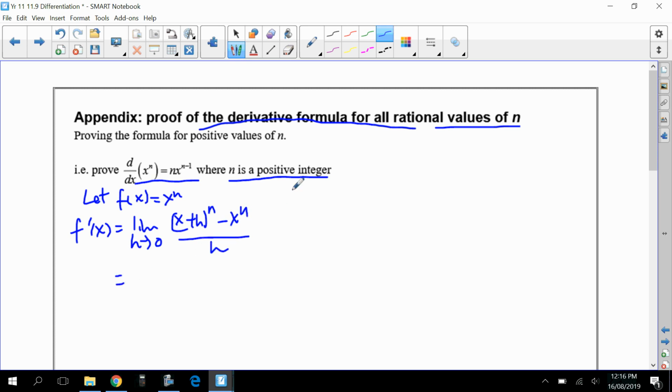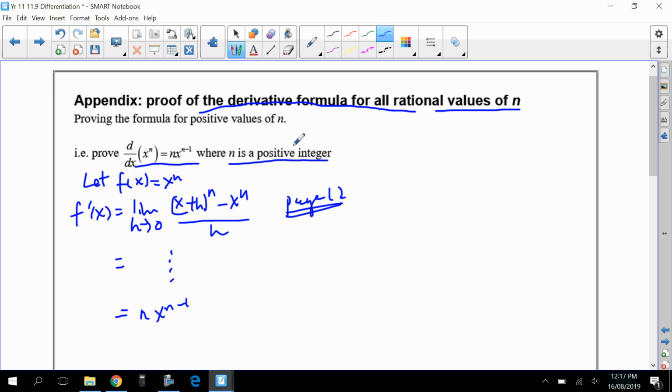And when you did the calculation, that's on, I think, page 12. So check page 12 of the notes. You work out, you end up with this, right? That's n is a positive integer. And only when it's a positive integer, you can expand this, right? When you expand, you get x power n, and then you get n times x power n minus 1 h, etc. Something like this. So you can expand because it is a positive integer.